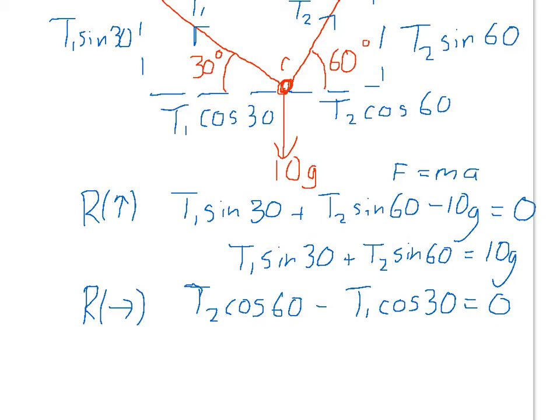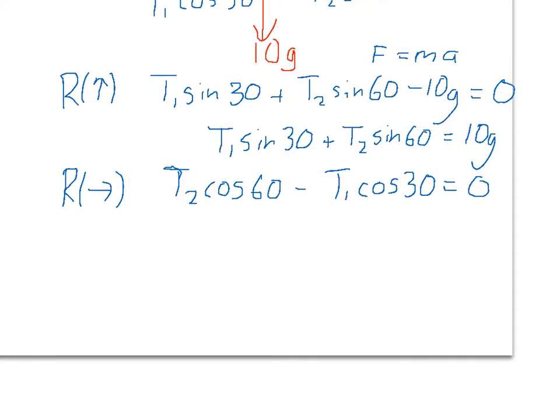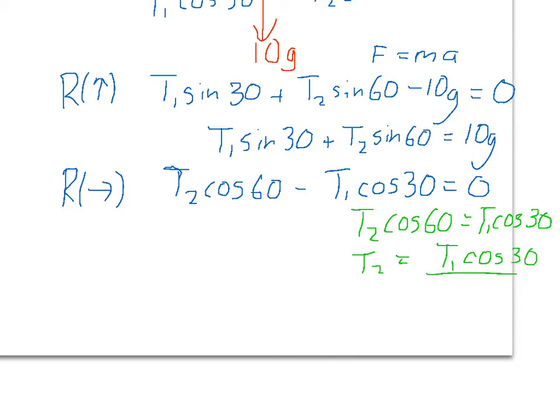T2 cos 60 is equal to T1 cos 30, which makes T2 equal to T1 cos 30 over cos 60. Now that looks pretty horrendous, but if you pick up your calculator and do cos 30 divided by cos 60, you'll find that it's equal to the square root of 3. Now, the chances are in an exam they're going to pick some values that give you a nice number, which you can have in surd form or fraction form. So check it on your calculator to see what those two values give you.